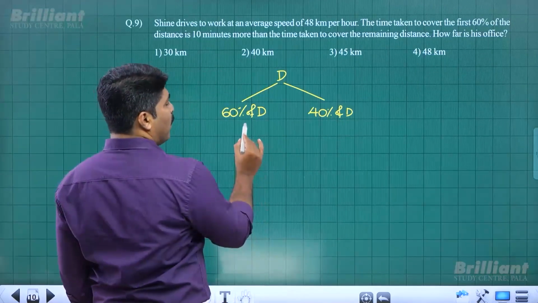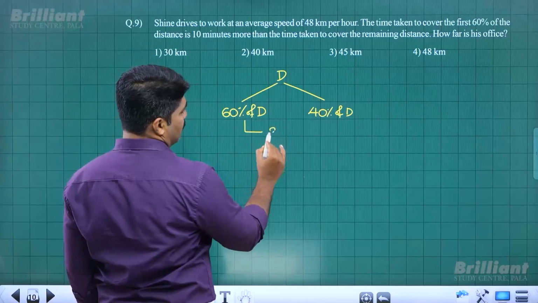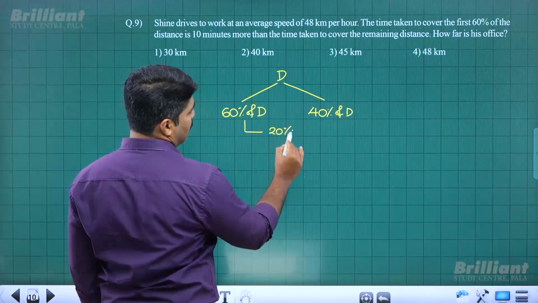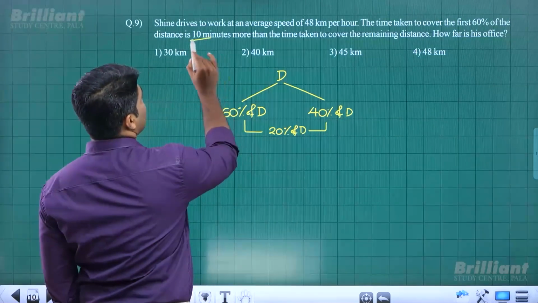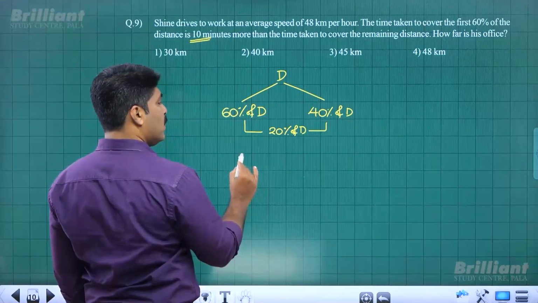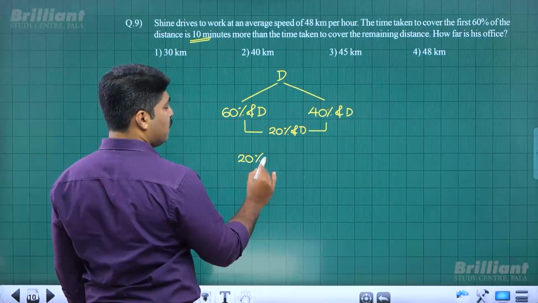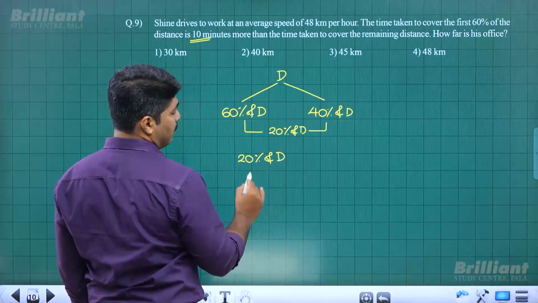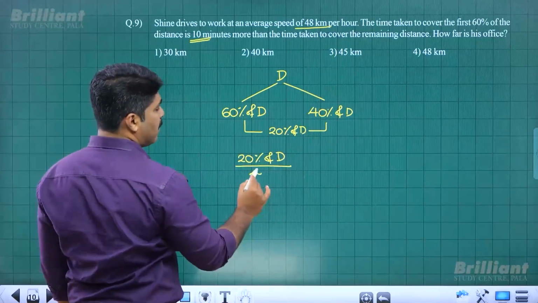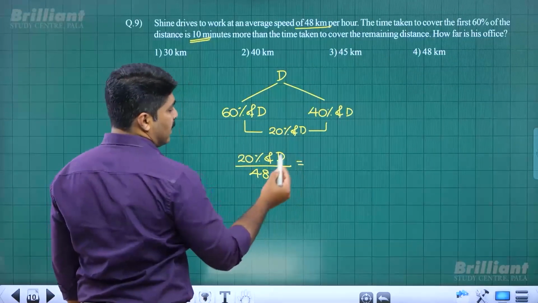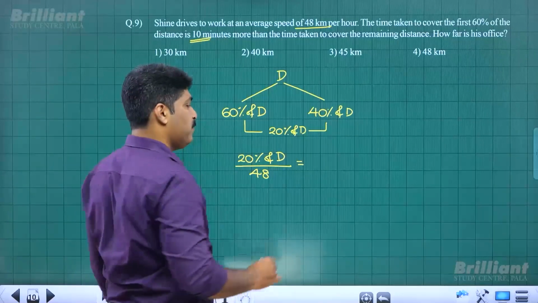So therefore, what's the difference here? So this is 20% of D. Got it? What is this 10 minutes actually? This 20% of D, that distance, covered with a speed of 48 km per hour, that time is 10 minutes.